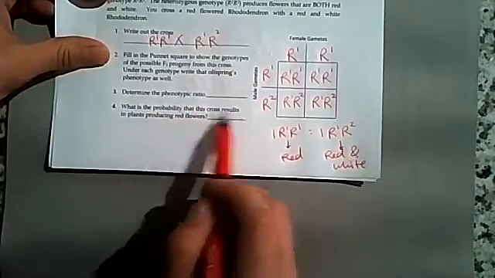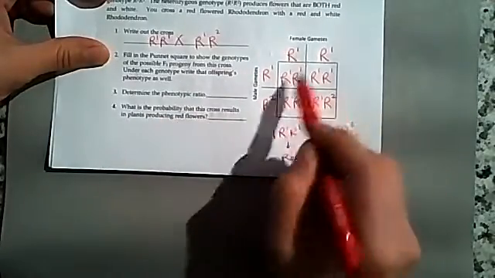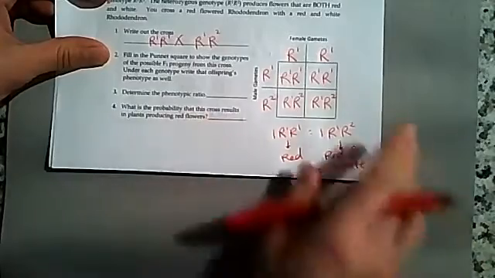And what is the probability that this cross results in plants producing red flowers? Well, you figure that out based on the percentages that they're shown in here. Write that down on number 4.